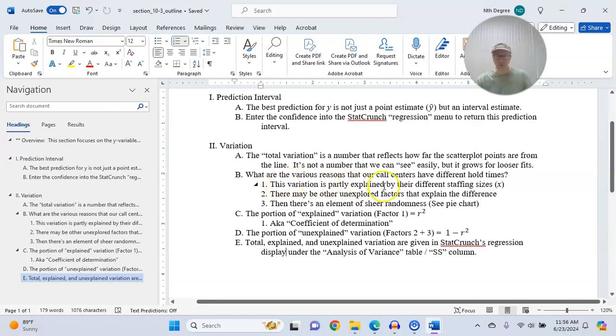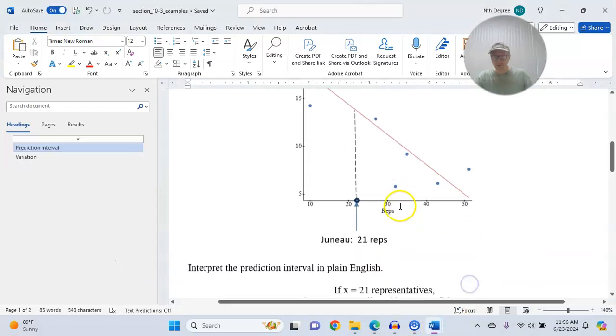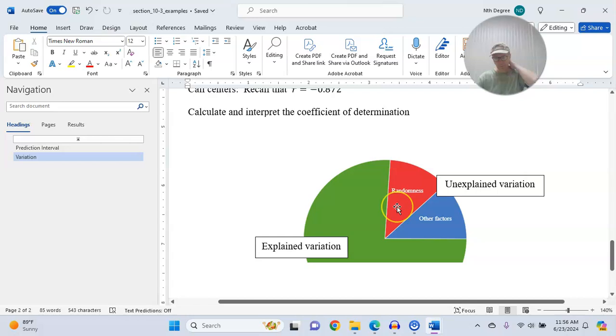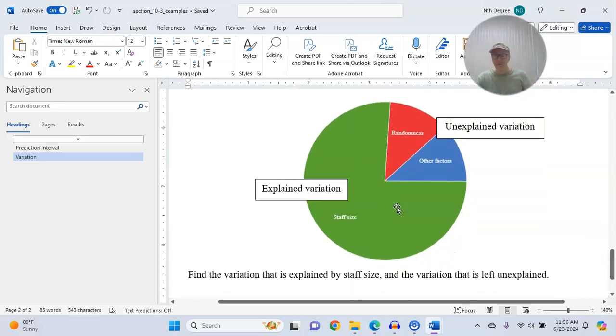1, this variation is partly explained by their different staffing sizes, which is our x variable, our predictor variable. However, 2, there may be other unexplored factors that also help to explain the difference. And then 3, there's also an element of sheer randomness. So in your illustrations handout, I've created a pie chart that illustrates this idea. The staff size variable, x, probably accounts for some portion of that variation, but there are other factors that might also be important. And then, of course, there could also just be sheer randomness.